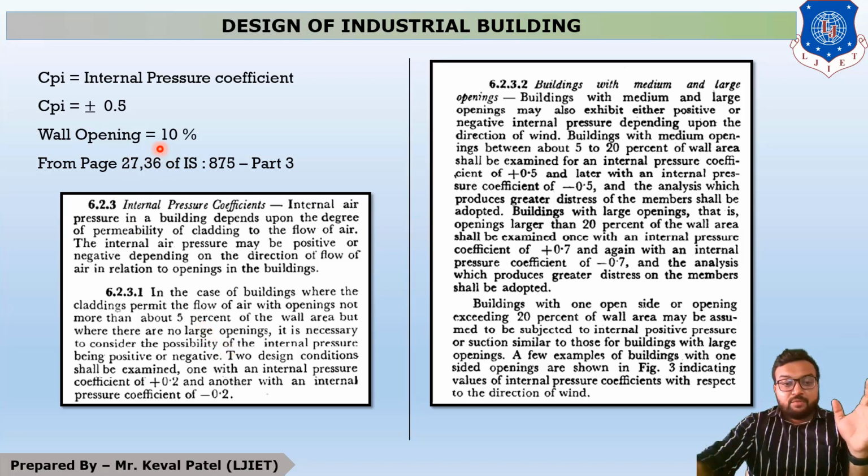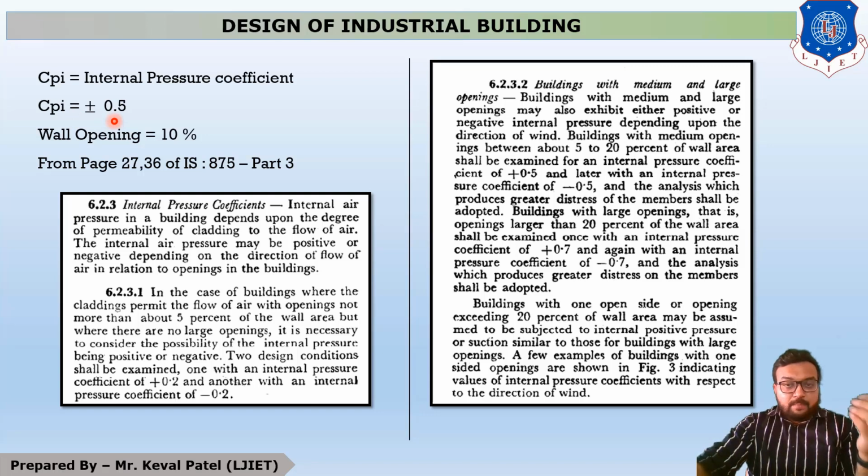This clause is given on page number 36. So all the students, move to page number 36, in which there is clause number 6.2.3.2, which says that if your wall opening is in the range of 5 to 20 percentage, then your internal pressure coefficient is plus or minus 0.5. And if your wall opening is larger than 20 percentage, then your internal pressure coefficient is plus or minus 0.7. Okay, but in this example our wall opening is 10 percentage, so for 10 percentage our internal pressure coefficient is plus or minus 0.5.